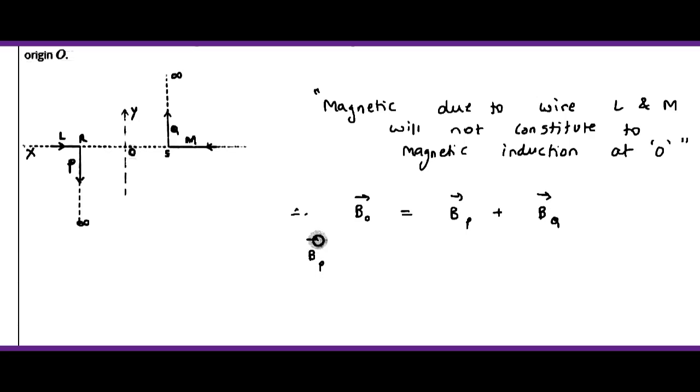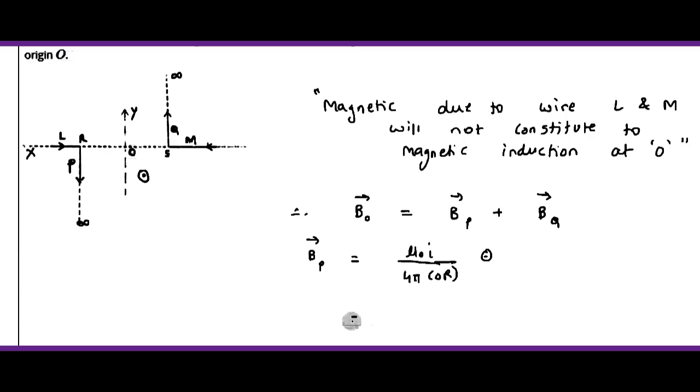So for P we can write first. For semi-infinite, the result is mu naught I by 4 pi A. A is the distance here, which is OR, from the point where we are interested in finding. So this is the magnitude of the magnetic field we are getting, and if we wish to find the direction, it can be given by right hand thumb rule. Thumb should point in the direction of current, that is downward, and curling the fingers around this, the magnetic field direction will be outside, or we can represent it with a dot. So this is how the magnetic field due to wire P we have calculated.